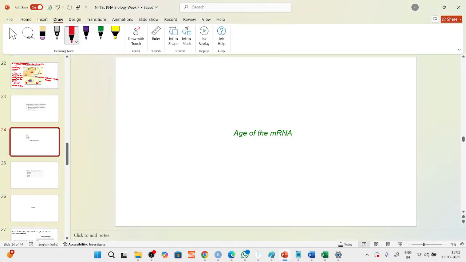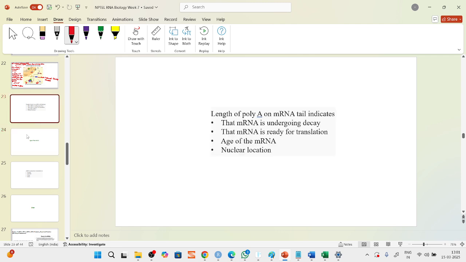So the correct answer is age of the mRNA. The length of the poly A on the mRNA tail indicates the age of the mRNA. How does it happen? Because newly synthesized mRNA has a long poly A tail of about 200 to 250 nucleotides, which stabilizes the mRNA and promotes translation. As the mRNA ages, the poly A tail shortens due to exonuclease activity, and eventually it leads to mRNA decay. So a very short or absent poly A tail signals that the mRNA is nearing degradation. The length of poly A tail serves as an indicator of mRNA stability and age.